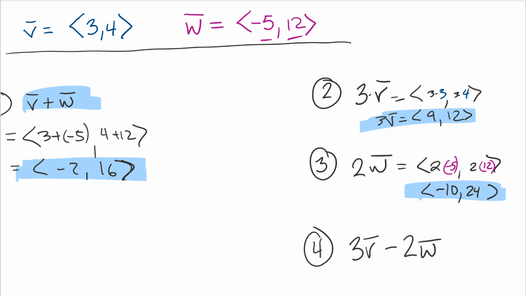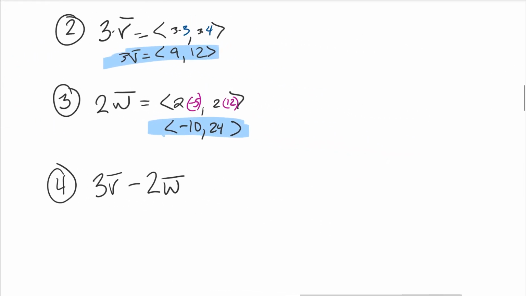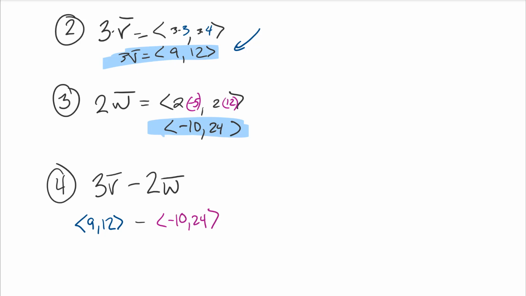And now, it's like we're building up to do something. We're going to have to now do vector subtraction. Let's see if we can figure out how to do it. This wasn't defined for us, so this is asking us to find 3 of those vector v's minus 2 of the vector w's. Since we already figured out what they are, let's put them down here. We want to take this 9, 12 and subtract out the -10, 24. That's what we're trying to do. My notation is not proper right now, but I'm just trying to get you to see what's happening here.